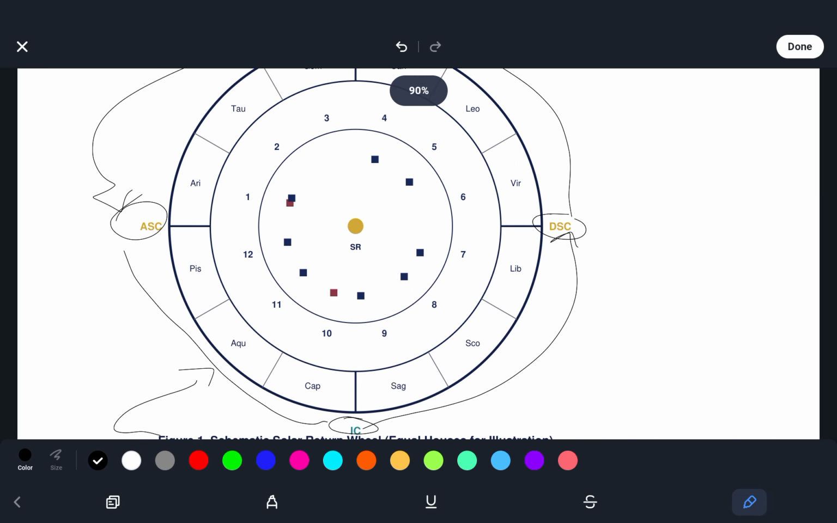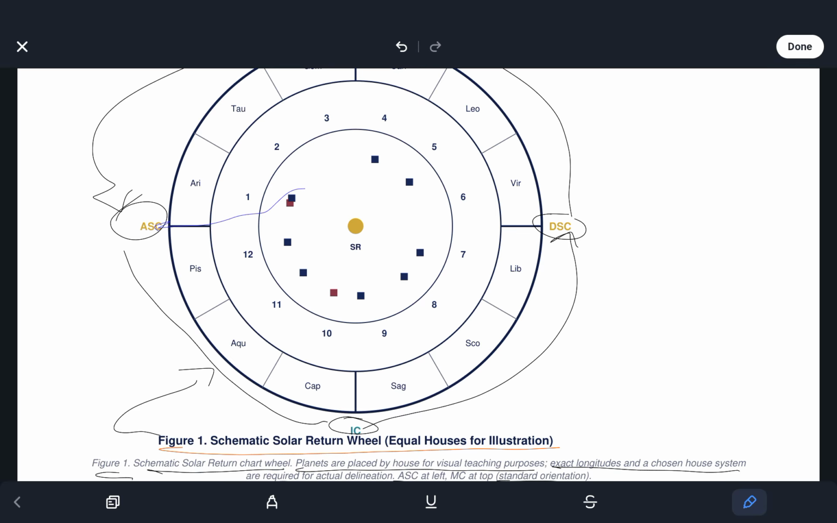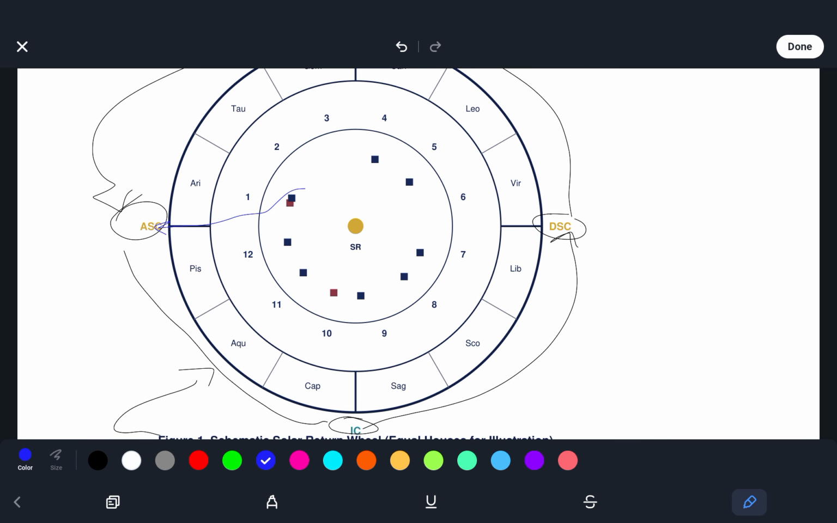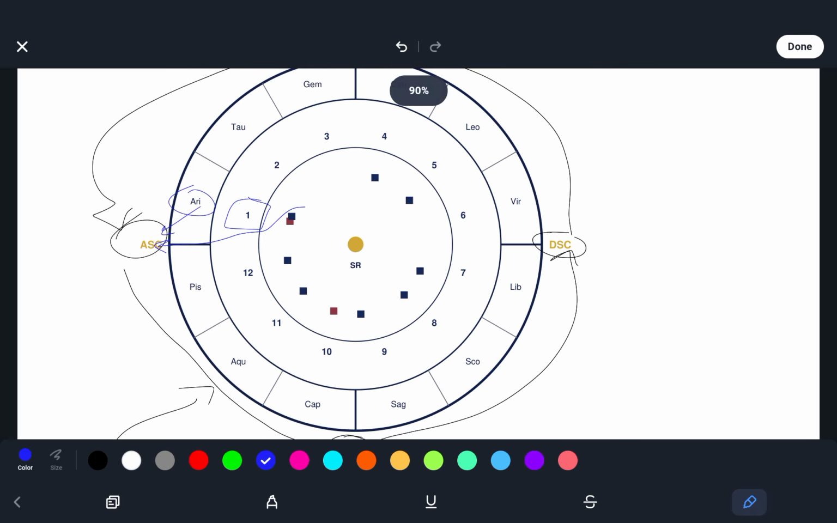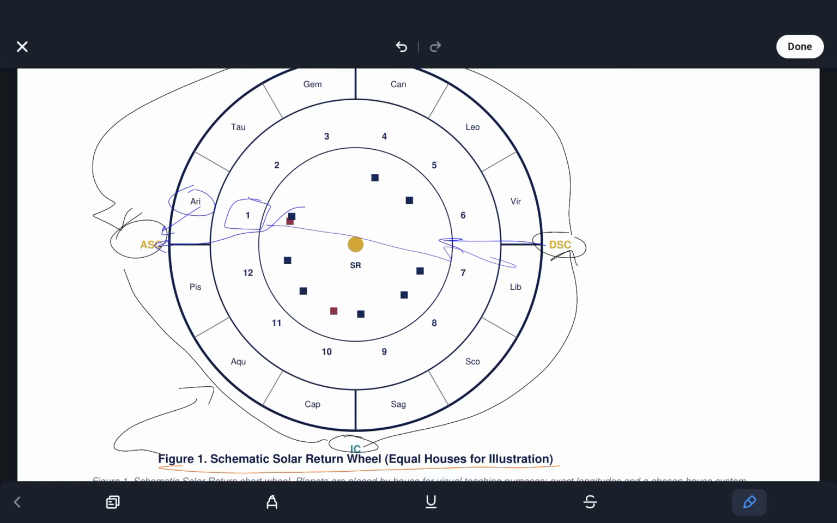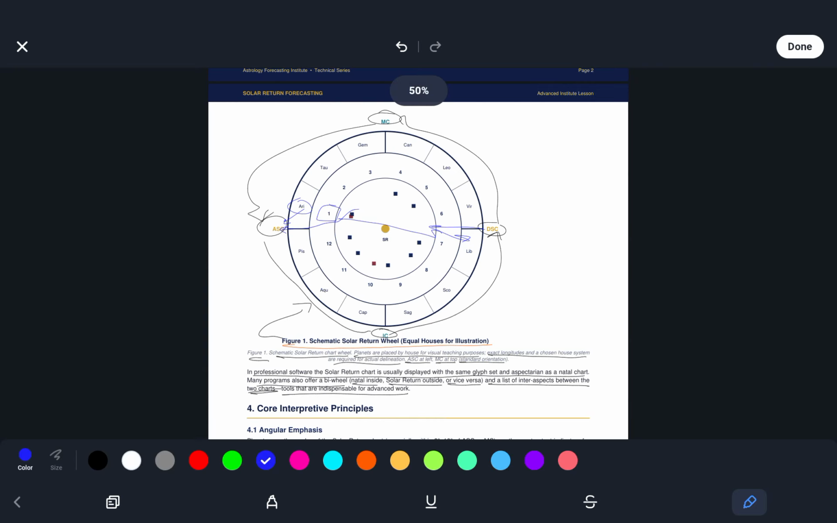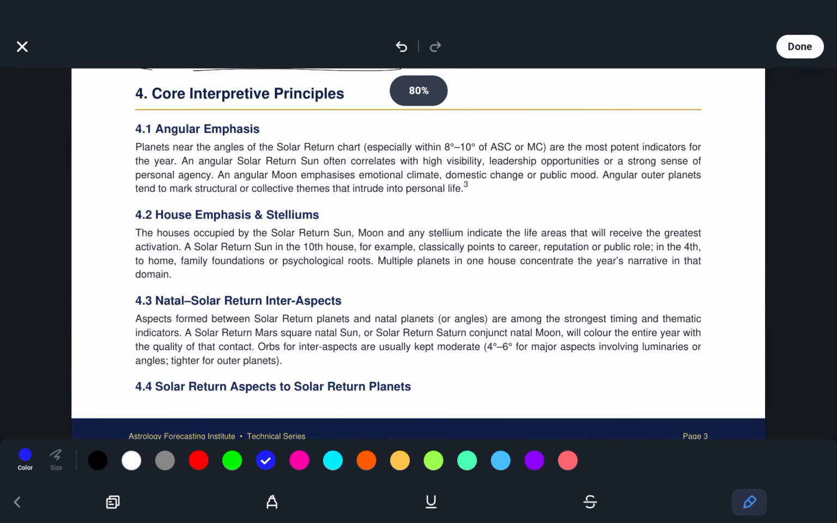So here we can clearly see that the individual has the ascendant, the cusp of Aries and Pisces. It looks like right there is the first house, so Aries. And then we see the descendant, which of course is the opposite of Aries. And the midheaven just goes straight down. So this is just like your basic chart.